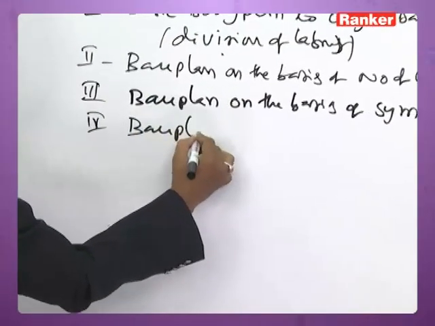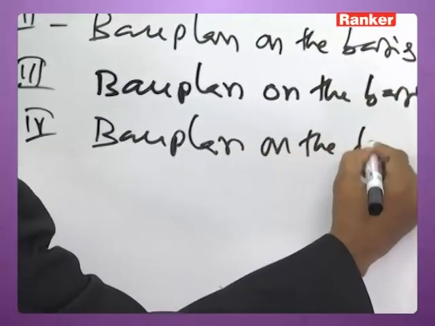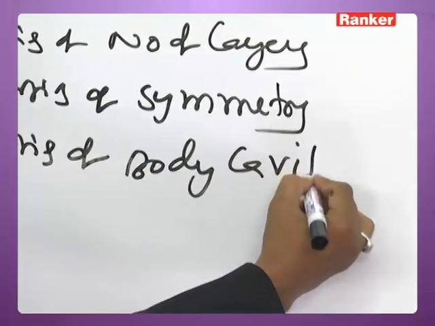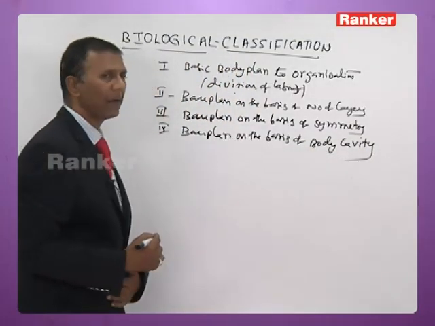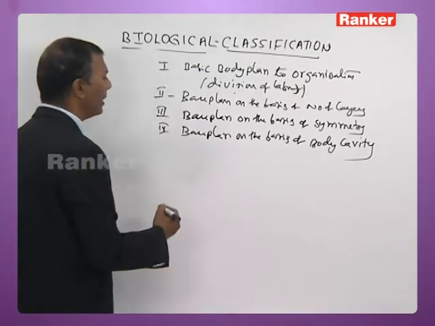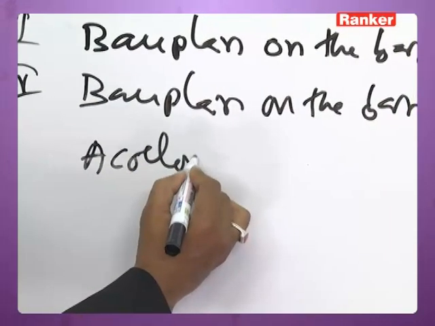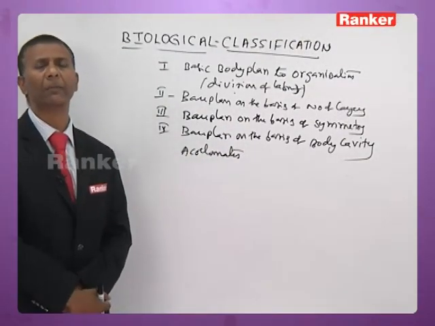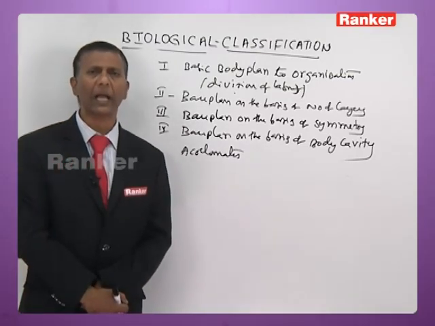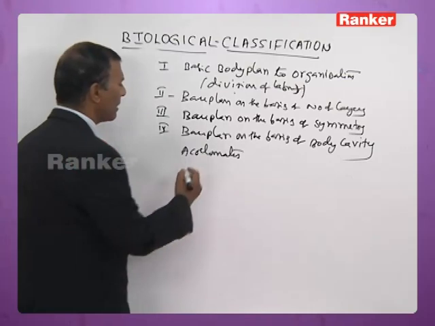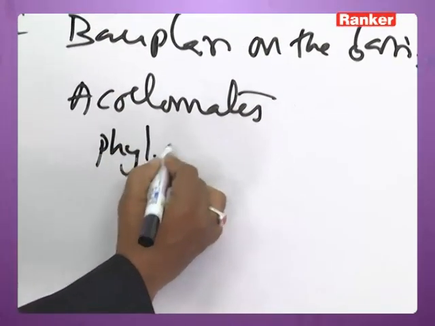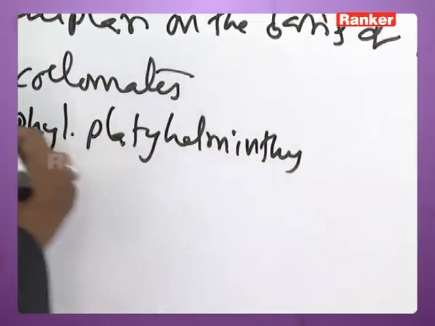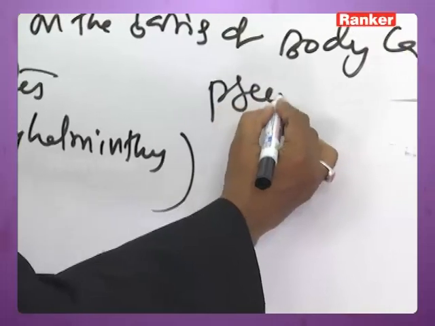Next is BOP plan on the basis of body cavity. On the basis of the body cavity, you divide them into number one, acoelomates. In acoelomates, body cavity is completely obliterated by the mesodermal tissue called parenchyma or mesenchyme. The best example for acoelomata is phylum Platyhelminthes.